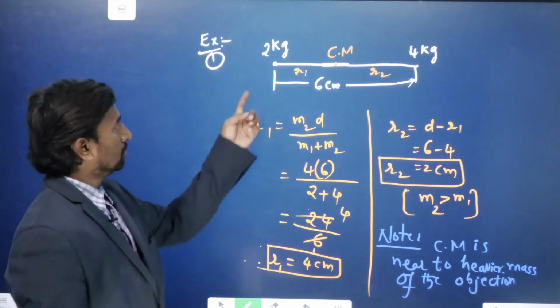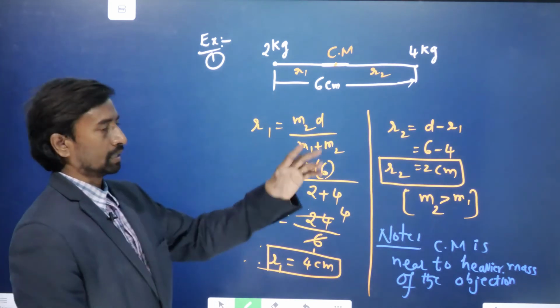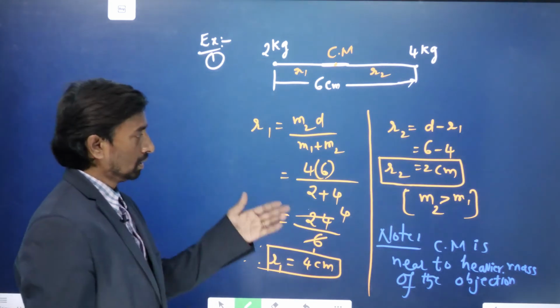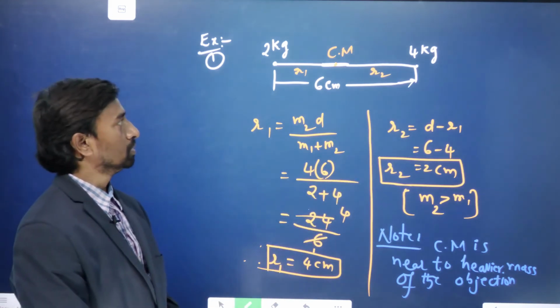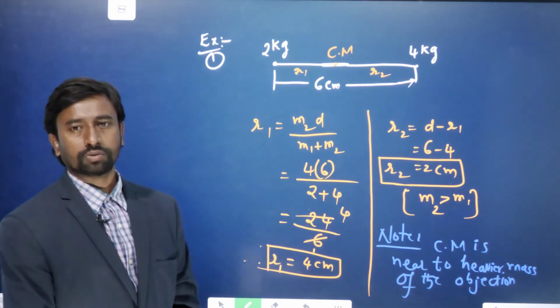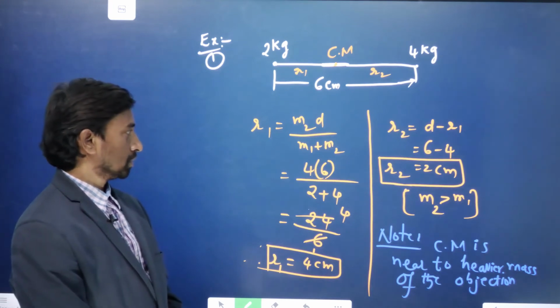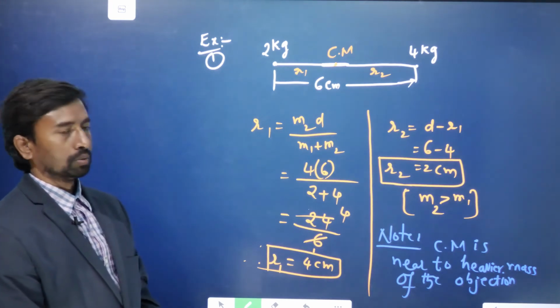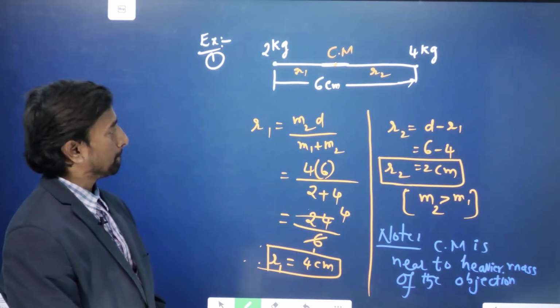So now, in this example we have seen, the center of mass is situated along the x-axis, which means along a one-dimensional plane. Suppose the objects are placed in the xy plane, how can the center of mass be found? That can be seen there.